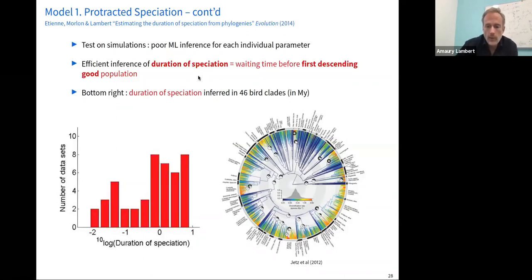And so we applied this by breaking down the bird phylogeny into 46 bird clades. And you see on the left the results of the analysis, where we infer this duration of speciation under the protracted speciation model for each of these 46 bird clades. And you see this very nice range of estimates going from 10,000 years to 10 million years. And these estimates are actually in agreement with the estimates that I showed you with the age-dependent model earlier.